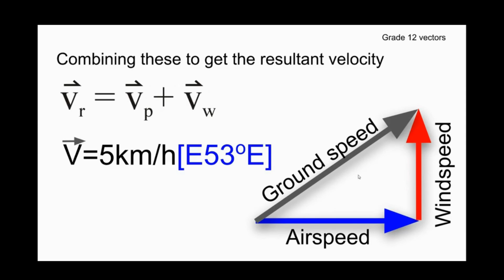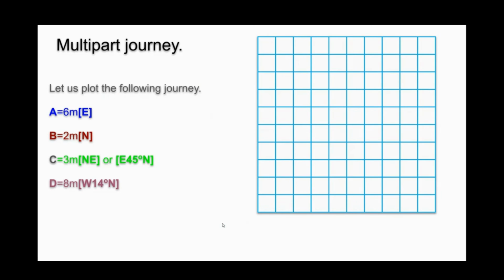You may have heard of these terms before. The plane has its airspeed, the wind speed, and there's the ground speed. What's the true velocity of the plane? Well, since we're on the ground looking at it, we see the ground speed.